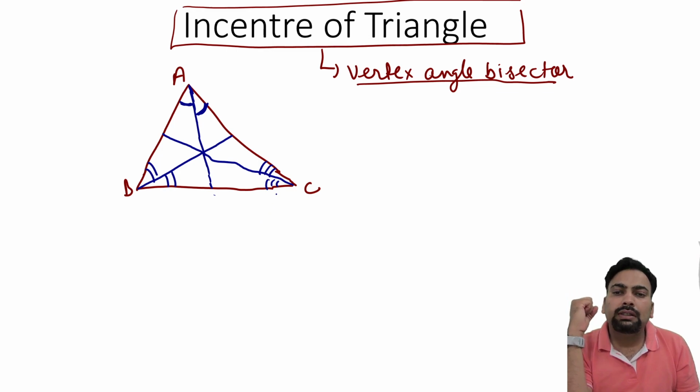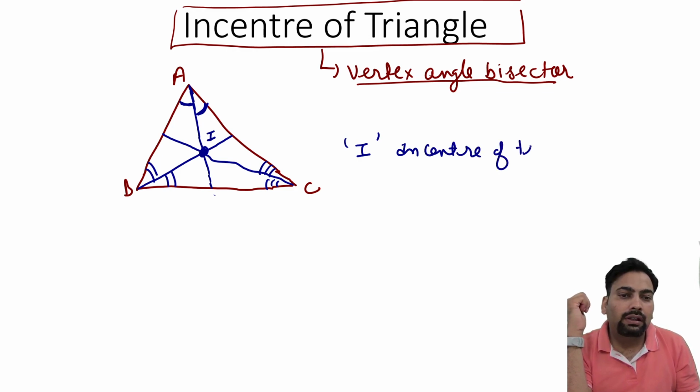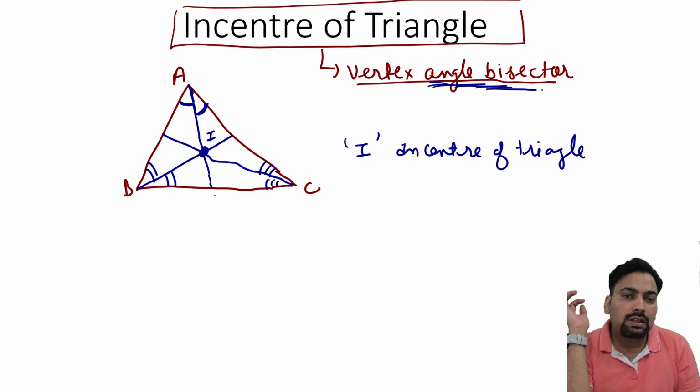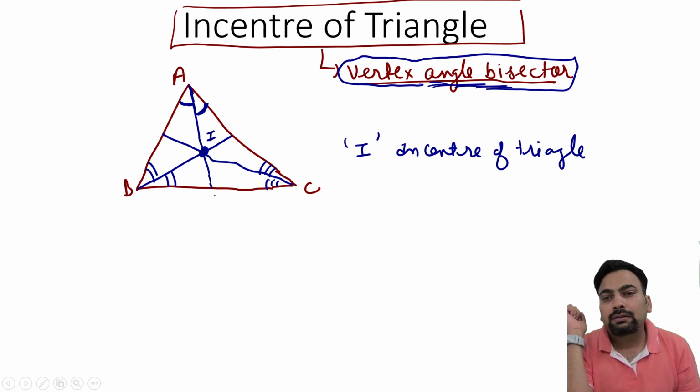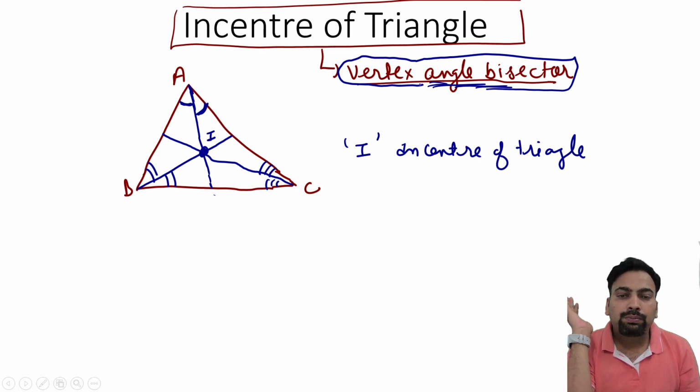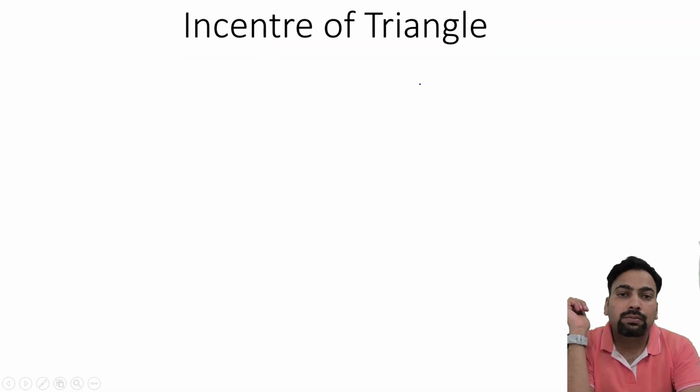Okay, if we draw from the C, all the three angle bisector lines intersect at a point I. That point I is called the incenter of a triangle. So this is the incenter of the triangle, which is made up of this point. The keyword we have to remember is vertex angle bisector. Okay, so I hope you understood this. Let's move to the next point.